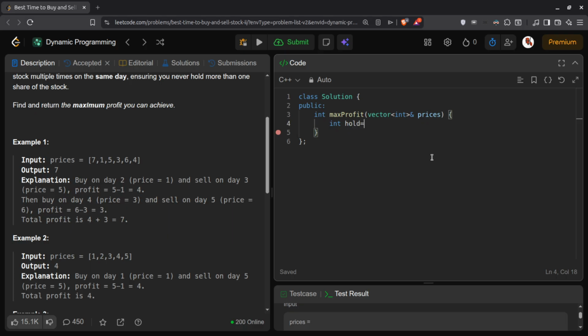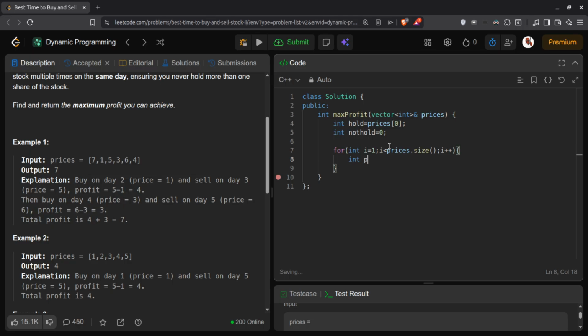Int hold is equal to prices at index 0. Int notHold is equal to 0. Okay, then a for loop for day 1 to the end, int i is equal to 1. Why i is equal to 1? Because we have already taken the value at day 0 for holding, and for not holding we didn't take anything. i is less than prices.size(), i increment by 1.